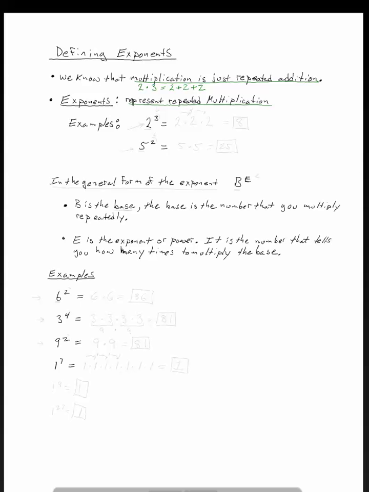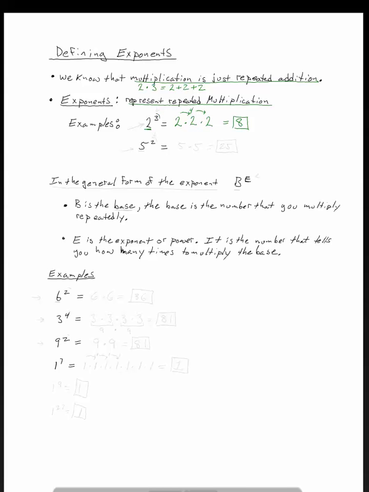And we have two examples here. The first one says 2 to the power of 3. What that means is we're going to take our 2 and we're going to multiply it by itself 3 times. So 2 times 2 times 2. And then we just go 2 times 2 is 4, and 4 times 2 is 8. So 2 to the power of 3 is 8.